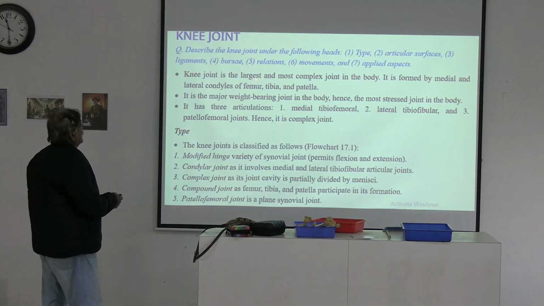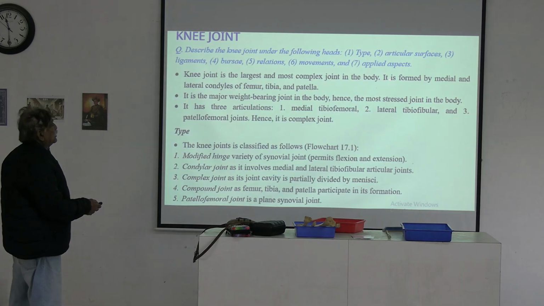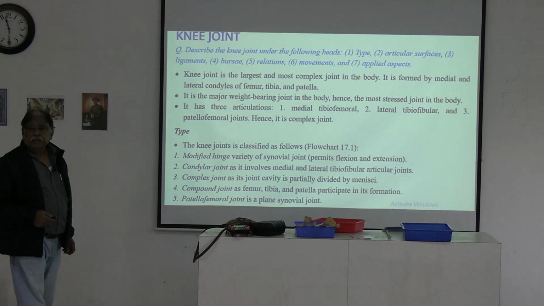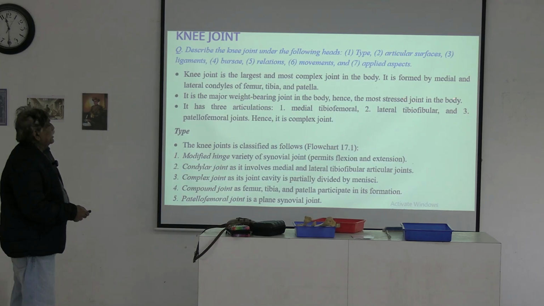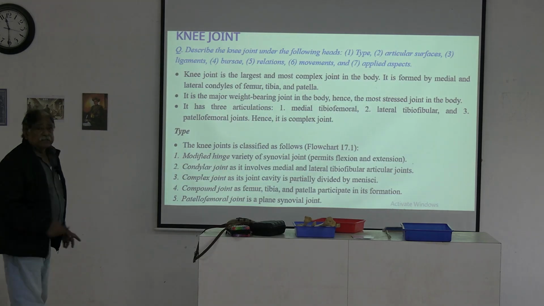Knee joint is the largest and most complex joint in the body. It is formed by the medial and lateral condyles of the femur, tibia, and patella. It is the major weight-bearing joint in the body, hence the most stressed joint. It has three articulations: medial tibiofemoral, lateral tibiofemoral, and third, patellofemoral joint, hence it is a complex joint.